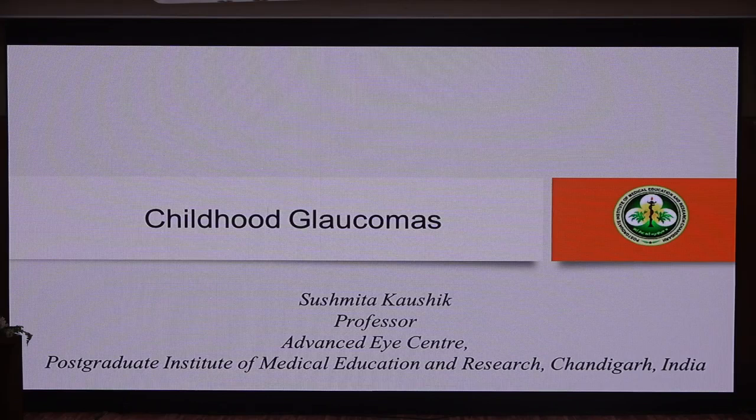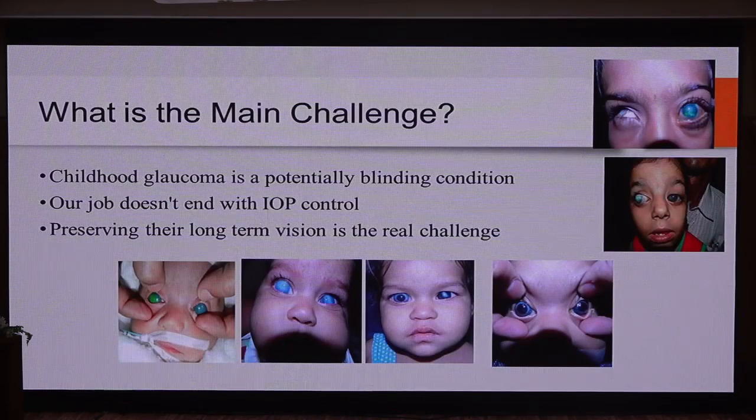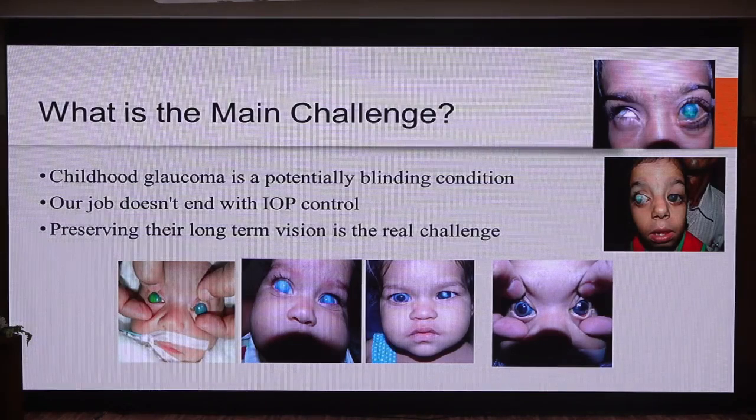So in terms of blind years, if a baby goes blind, and Simar is sitting here, he understands because he does ROP, you have lost an entire lifetime to blindness. So therefore, I want to give you just a quick overview of the babies. It's a potentially blinding condition.